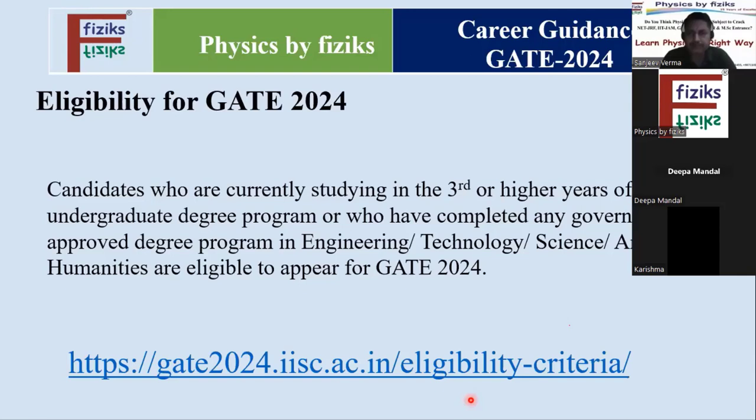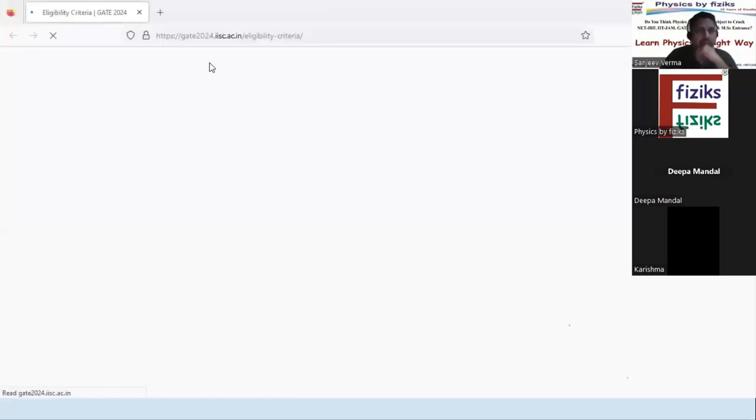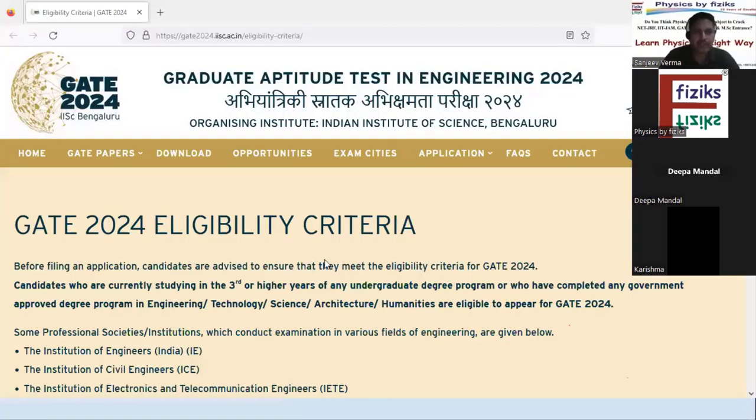Yes, sir. So if you are in your third year, you can apply, correct? Because this scorecard will be valid for 3 years. So now you can go over this link if you want to see. Let me show the eligibility criteria over here. But if you are in MSc, then no issues.